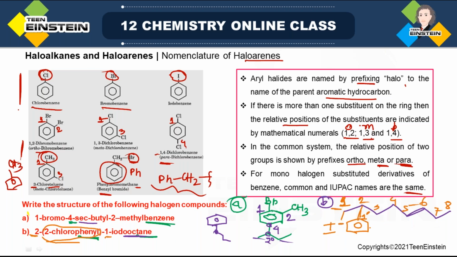So these two positions will be 2 prime, and at 2 position there is chloro. So it will be like this. Fine. So 2-chlorophenyl. This is the total group, 2-chlorophenyl. But 2-chlorophenyl is again attached at 2 position, so that is why another 2. And then at 1 position iodine, and the total number of carbons is 8. So it is ending with octane.